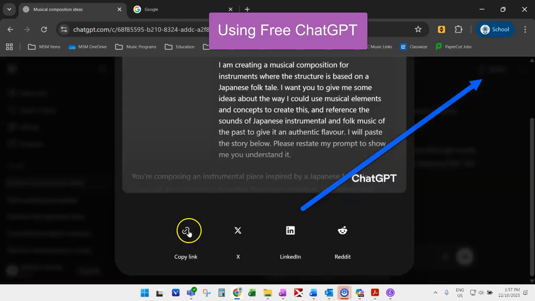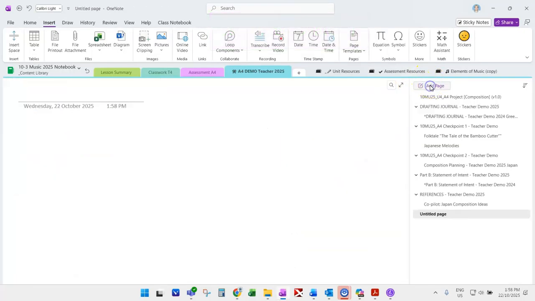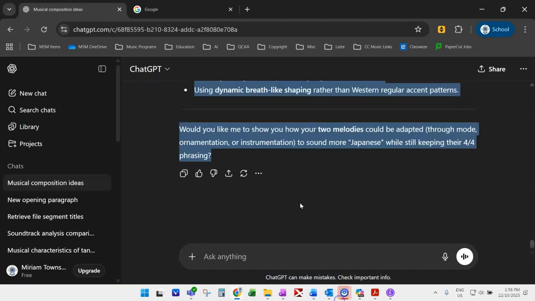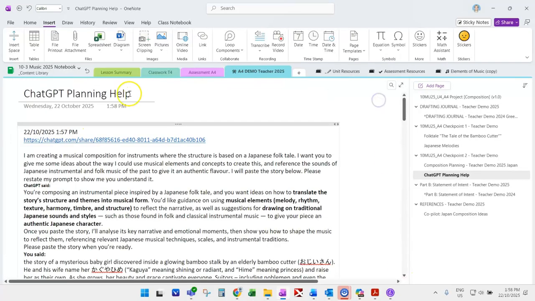So I pressed share, waited for a bit, copied the link, went back, got all the stuff, pasted the whole lot into a page called ChatGPT Planning Help 1, and that's as far as I've got. I will go back into my composition planner and start to paste some of these ideas.